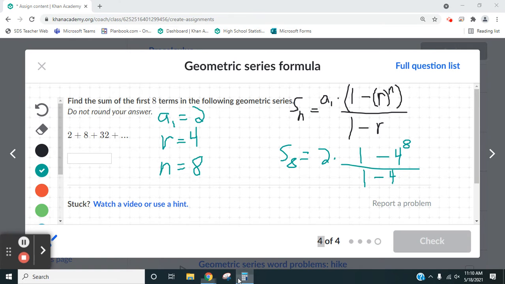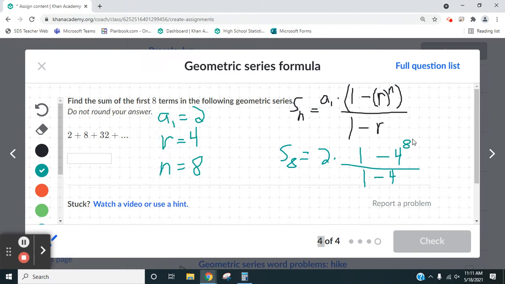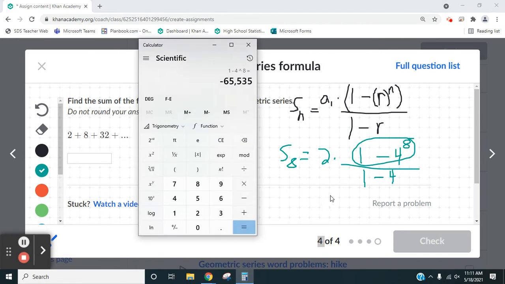Let's do this. All right, 1 minus 4 to the 8th is that number. All right, so that's the top. That's here. So the next thing I should do is divide by the bottom, right? What's the bottom? Yeah, -3. So let's make, oh, gosh. All right, 1 minus 4 to the 8th divided by -3. And then times the 2 out in front. Don't forget times 2. Huge number.